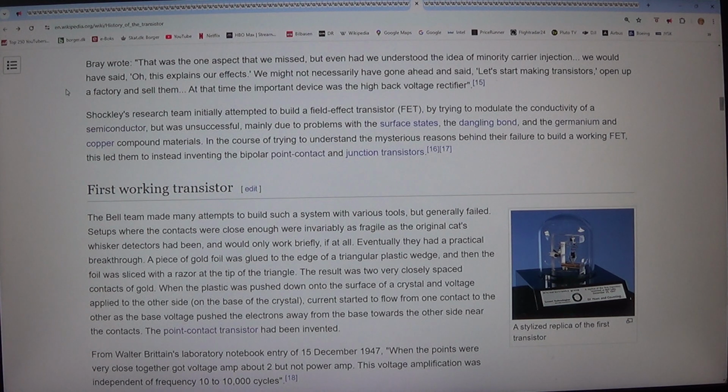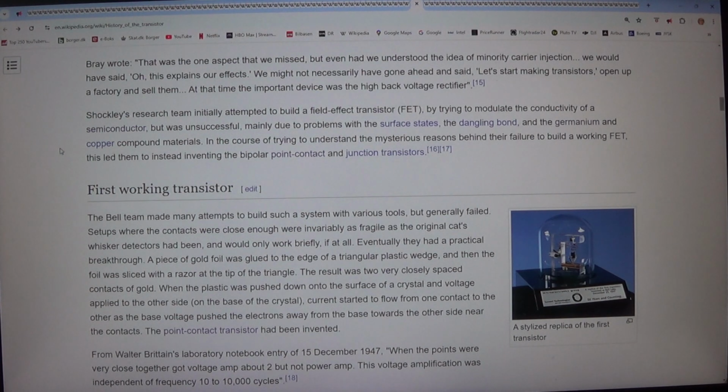At that time the important device was the high back voltage rectifier. Shockley's research team initially attempted to build a field effect transistor, FET, by trying to modulate the conductivity of a semiconductor, but was unsuccessful, mainly due to problems with the surface states, the dangling bond, and the germanium and copper compound materials. In the course of trying to understand the mysterious reasons behind their failure to build a working FET, this led them to instead inventing the bipolar point contact and junction transistors.